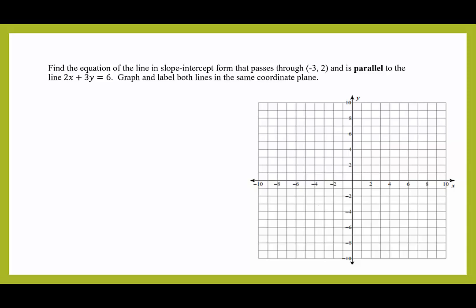So what are we going to do? We're going to write the equation of the line in slope-intercept form that passes through (-3, 2) and is parallel to the line 2x + 3y = 6. Then we're going to graph them both.